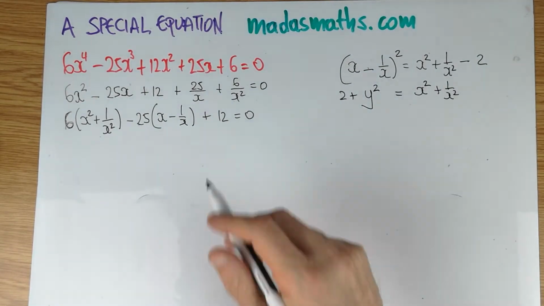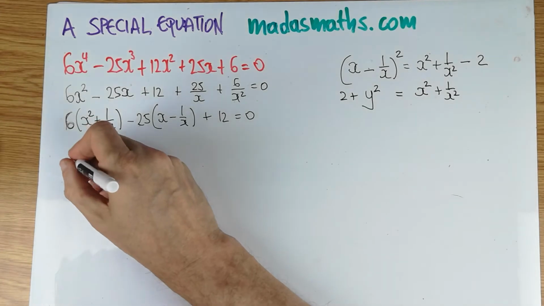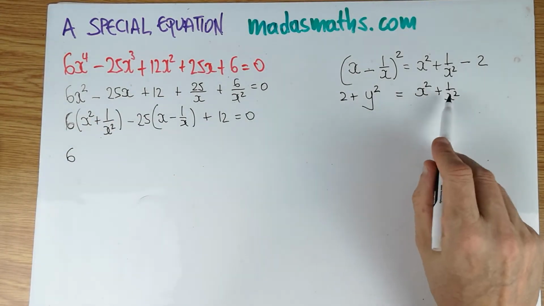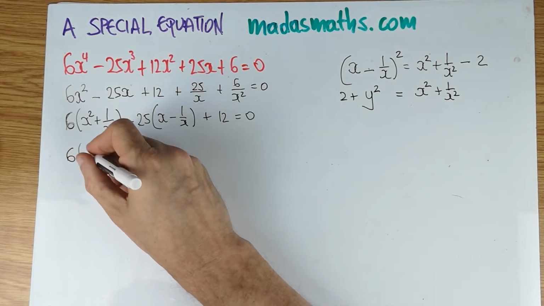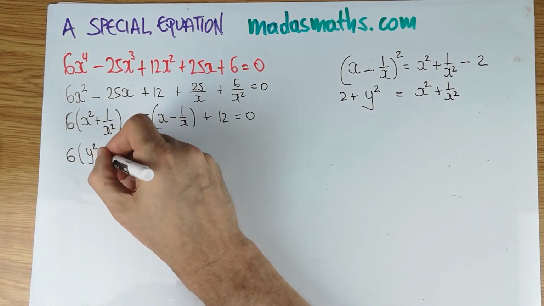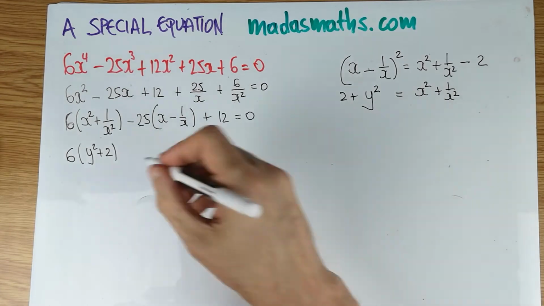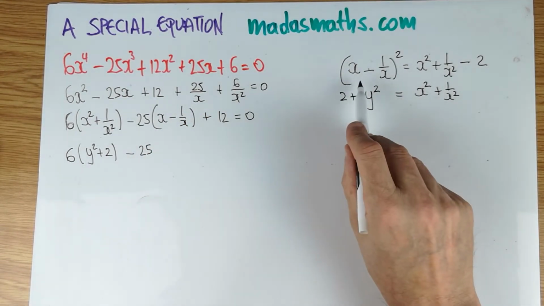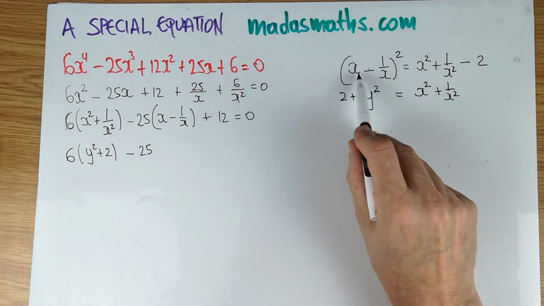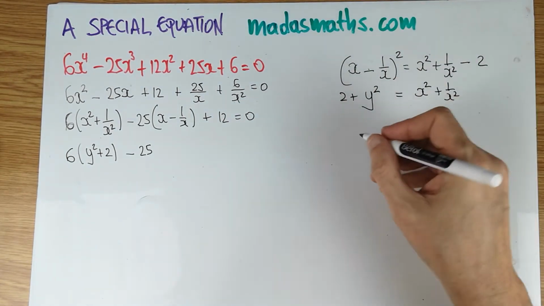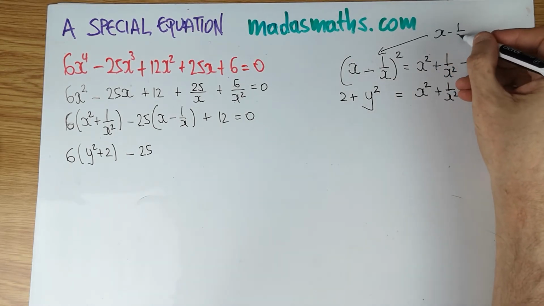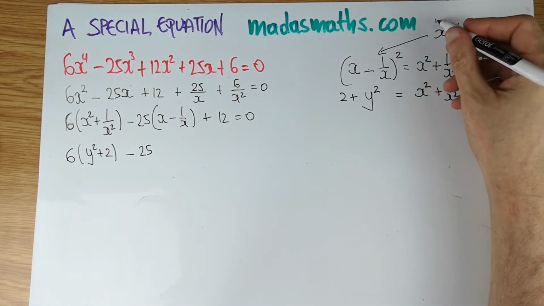Okay, so this equation will transform to 6 times this quantity, which is of course y squared plus 2, minus 25 lots of this particular thing. I should perhaps write it up here: x minus 1 over x equals y.